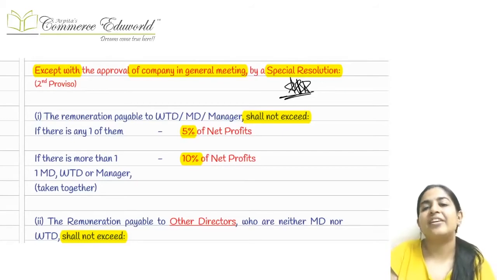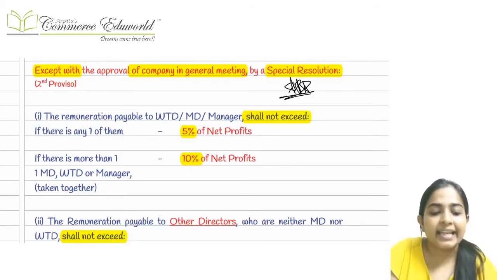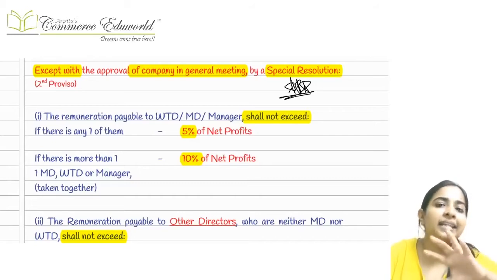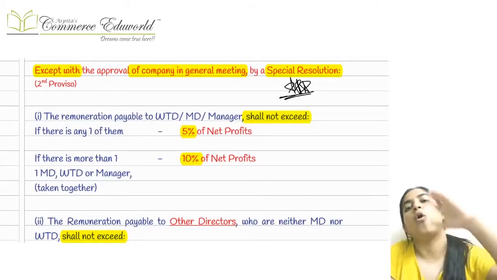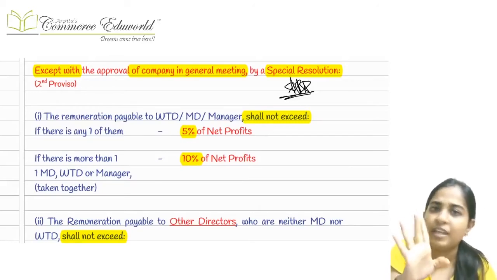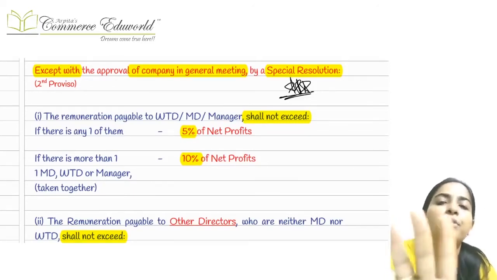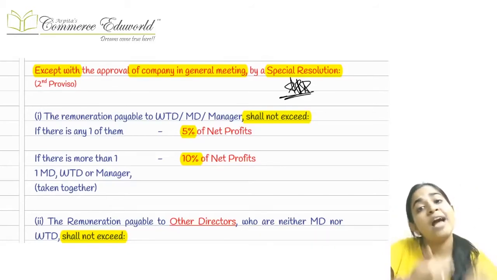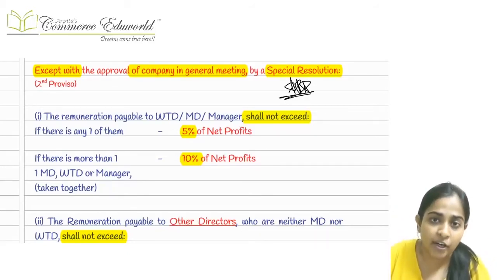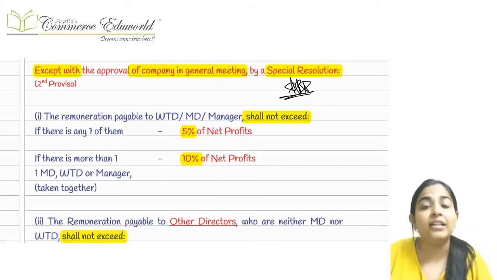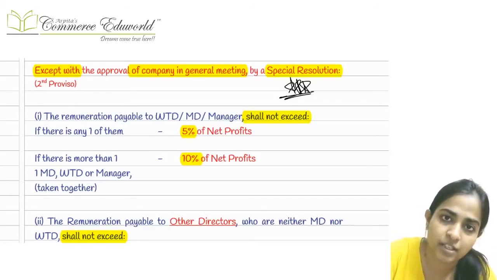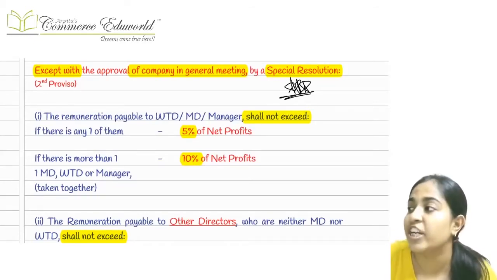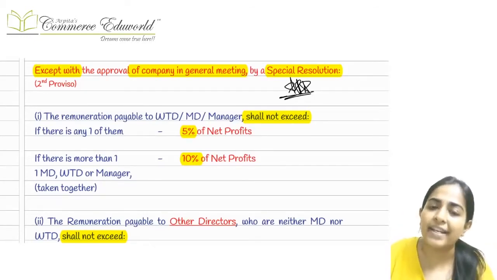Generally, if you want to pay within the limits, and there is a single managerial personnel in the company, either one MD or one manager or one whole-time director, then you can pay 5% of the net profits to that particular person. If you have more than one managerial personnel in your company, then to all of them together, you can pay 10% of the net profits. This payment, 5% or 10%, was for the managerial personnel.